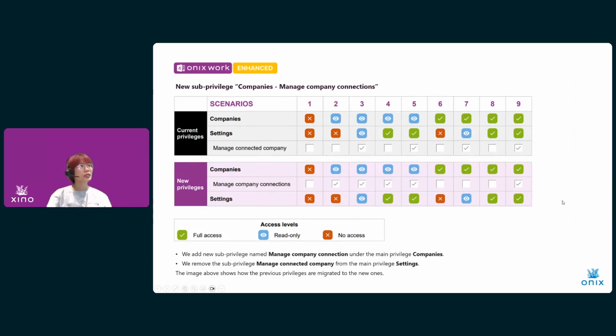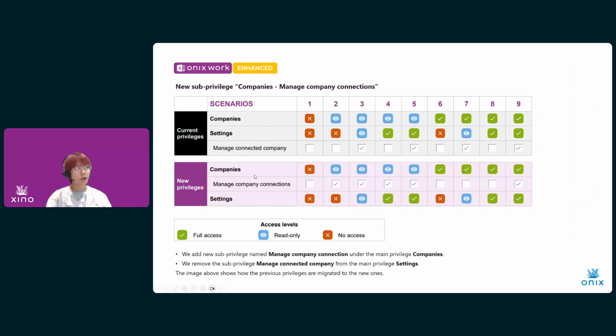Next is the sub-privileges companies, manage company connections. This is followed by the new companies module. Before, in the list of privileges, we had companies as a main privilege and settings as a main privilege, and there was a manage connected company under the settings. But now, in the companies module, we have integrated the company connection into the companies module. That's why the new privileges will look like this.